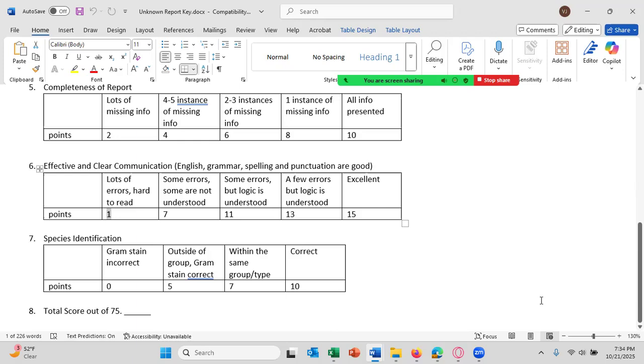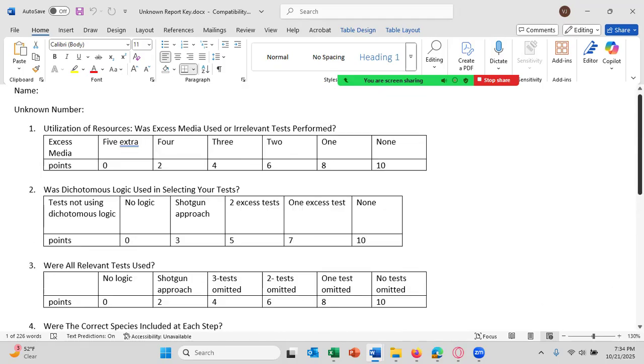If you identify the species correctly, you'll get 10 out of 10. If you get the species and it's close, meaning it's within the same group or type of cells, you get 7 out of 10. If it's outside the group of the species it actually is, but the gram stain is correct, you get 5 out of 10. If you identify the species and the gram stain is incorrect, you get 0 out of 10, for a total of 75 points. Any questions about this project or how it's going to be graded?